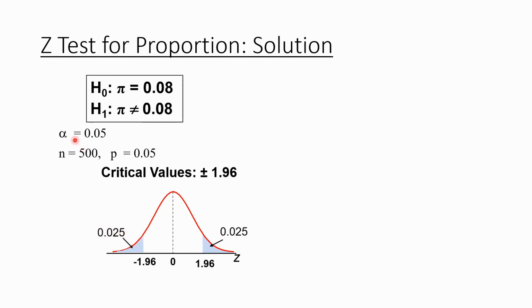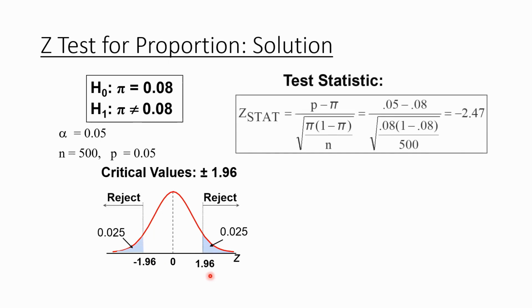Since this is a two-tail test, how did I identify that? By looking at the alternative hypothesis. So you have your critical values minus and plus 1.96. Now you calculate your test statistic. You simply substitute the values. Sample proportion is 0.05, population proportion is 0.08, and accordingly you get your Z stat as minus 2.47.